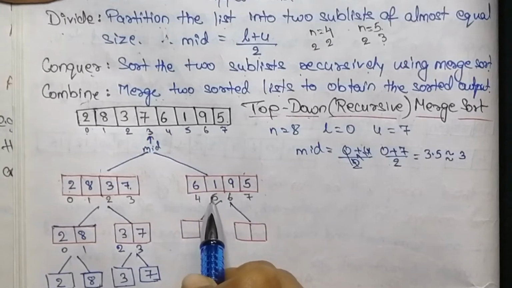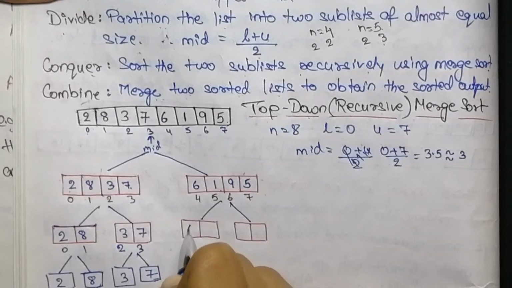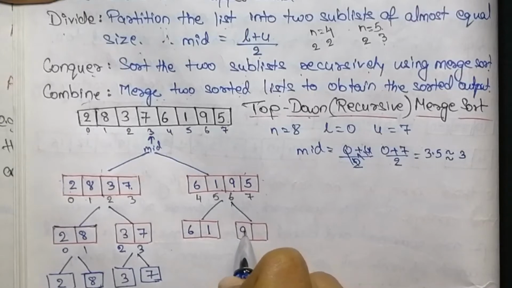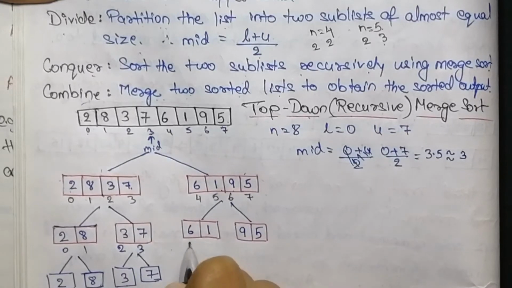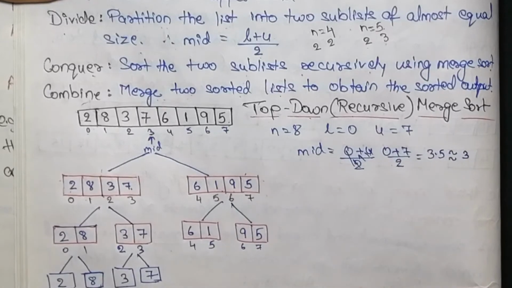So the list will be divided, each containing 2 elements. The first 2 elements, 6 and 1, will be stored in the first sublist, and the elements 9 and 5 will be stored in the second sublist, and their indexes are 4, 5, 6 and 7, right?